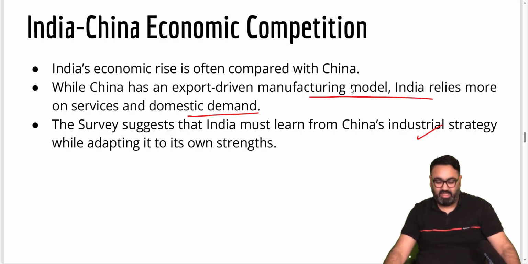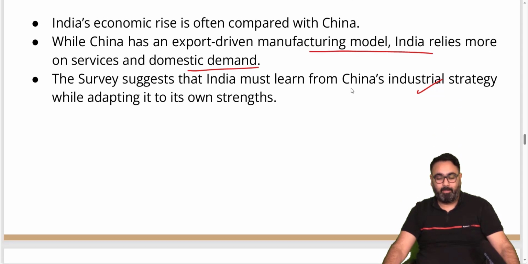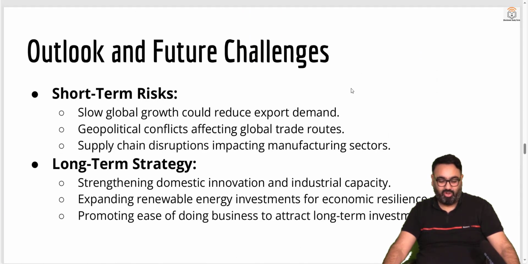So it's an interesting thing that the economic survey talks about, comparing us to China and saying that we can also learn from them. In the end, just like every chapter, this chapter also talks about what are the short-term risks that can slow down our growth and what is the long-term strategy that we can adopt.